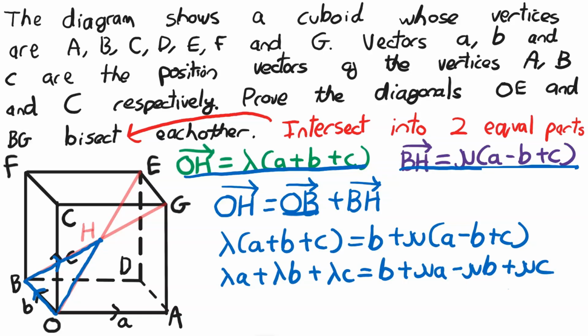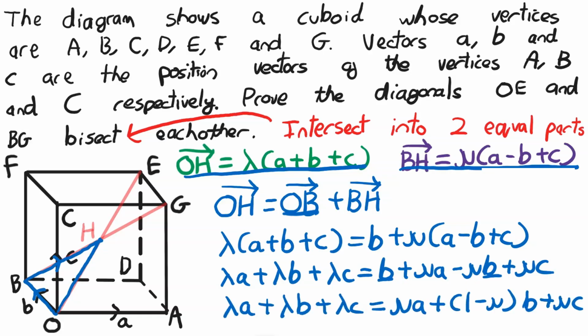Okay, what we're going to quickly do is factorize the B from these two terms here. So it's going to be mu A and mu C here, but we've got B minus mu B. So if we factorize out B, it's going to be 1 minus mu multiplied by B. What we can do now is compare coefficients on both sides of this equation in order to make equations equating lambda and mu. So we've got this lambda A and this mu A, we've got this lambda B and this 1 minus mu B, and we've got this lambda C and this mu C.